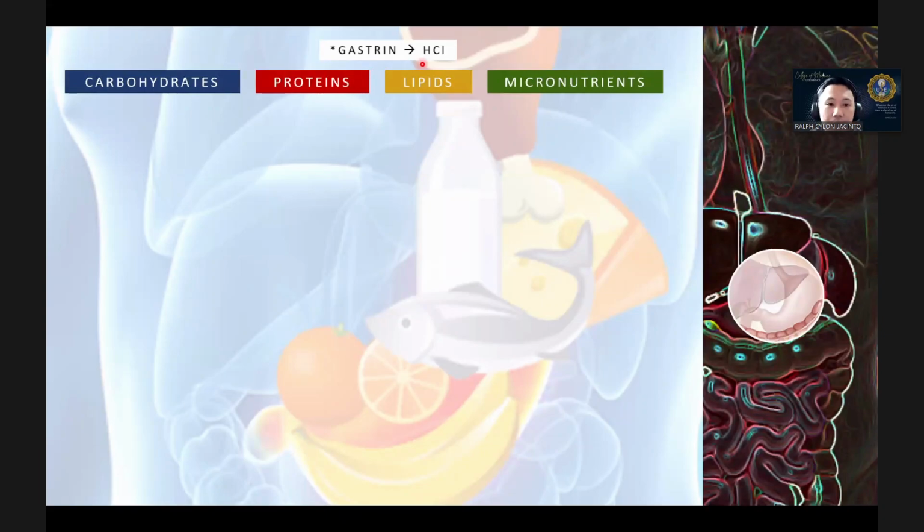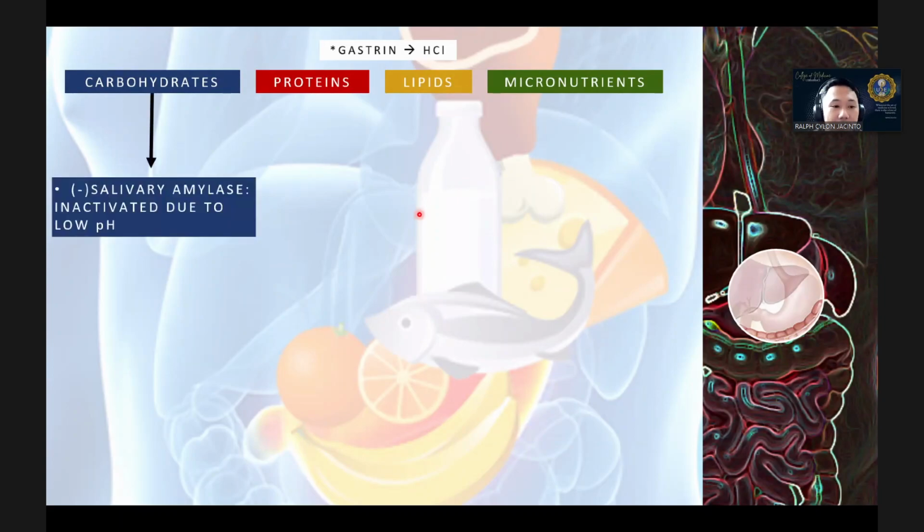Okay? Sige. Now, with regards to carbohydrates, since we are in an acidic environment now, your salivary amylase will be inactivated. So carbohydrate digestion stops or decreases in the stomach. Okay? Now, next thing that happens, so we're done with carbohydrates.